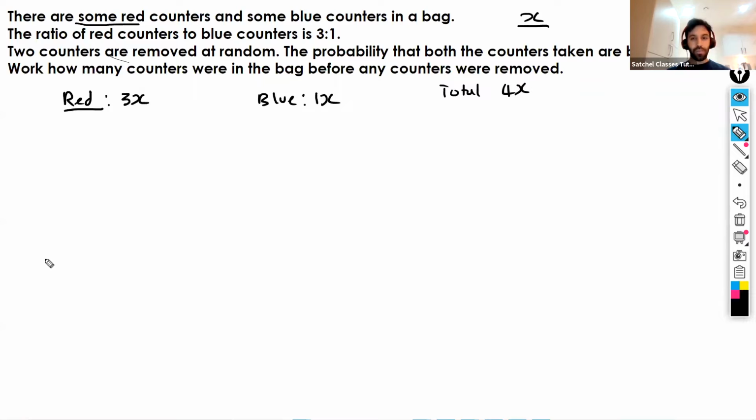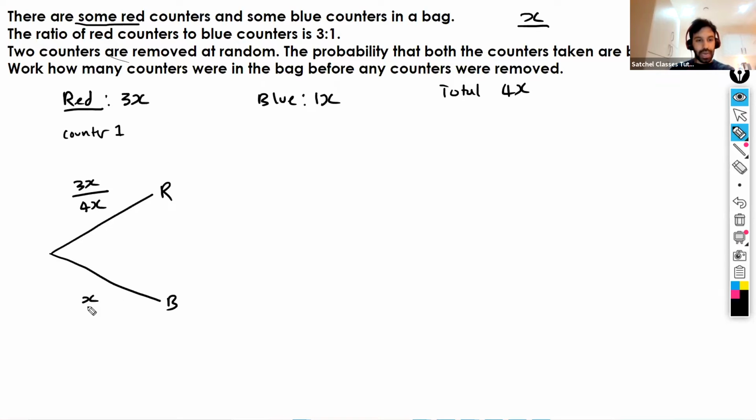So if we start by drawing our tree diagram, and the reason why I know I need to draw a tree diagram is because it says 2 counters are removed at random. The probability that both counters taken are blue is 1 out of 20. So I can draw a tree diagram to represent this information. So counter 1. So we will have red and blue. So that's going to be 3x out of the total, which is 4x. And this is simply going to be x out of 4x.